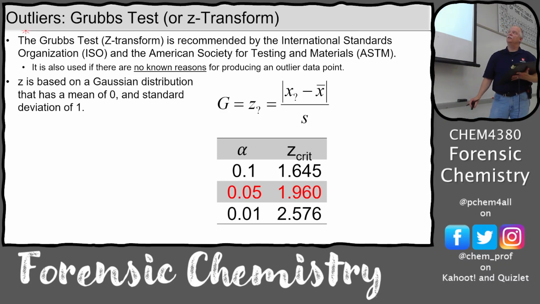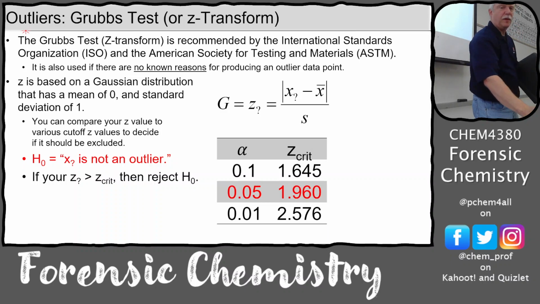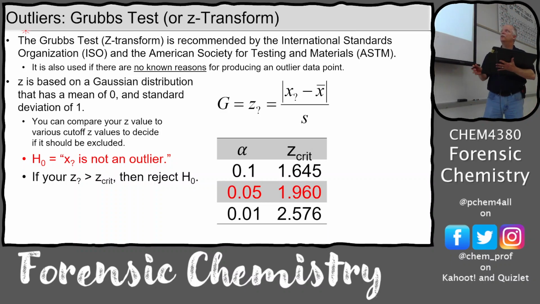It's based on a Gaussian distribution that has a mean of 0 and a standard deviation of 1. And then you can compare your z-value to the cutoff z-values. Our null hypothesis is the same: the questioned data point is not an outlier. If your questioned z-value is greater than z-critical, then reject that.